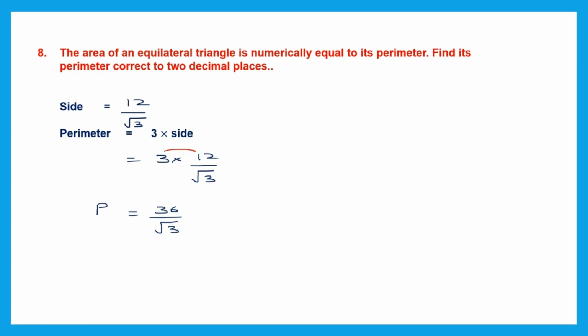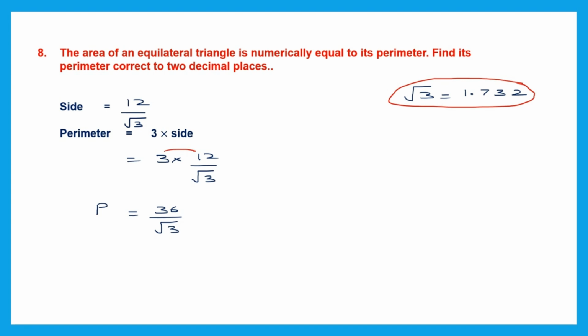Now we have to simplify it because the question says find its perimeter correct to two decimal places. That means we have to divide these two. Now what is the root of 3? We know that 3 is not a perfect square and we have also learned how to find the square root of numbers which are not perfect squares. So we have to find the square root of 3. Now the square root of 3 is 1.732. You need to find the square root in the proper way and then get this answer 1.732.